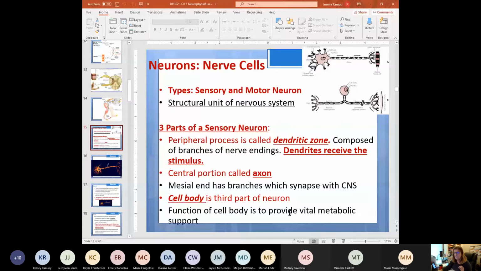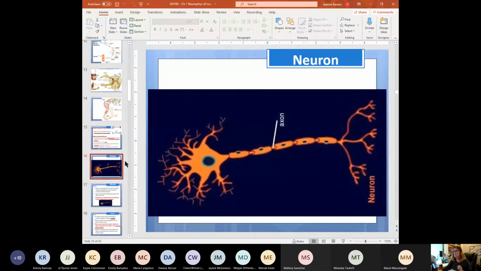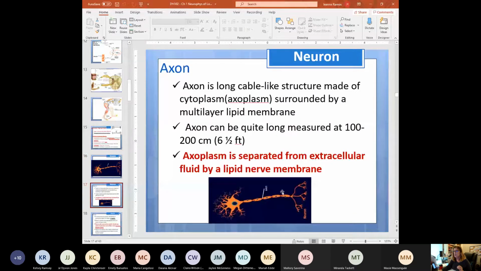So the function of both cell bodies is to provide metabolic support. So here's just another picture of a motor neuron. We're going to talk about the axon. It's a cable-like, I call them hot dogs, but they're a cable-like structure made of cytoplasm. They will use the word axoplasm. It's the very same thing as cytoplasm, but they'll interchange these words. So if you see these, don't think it's a word you haven't seen.